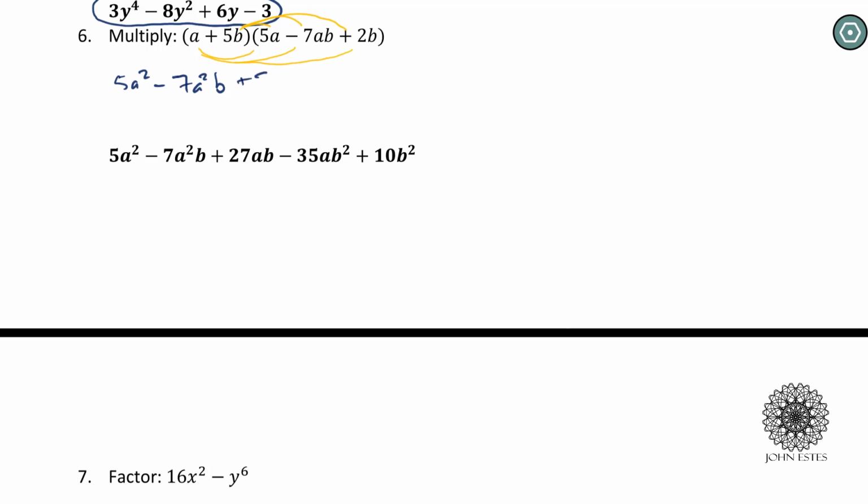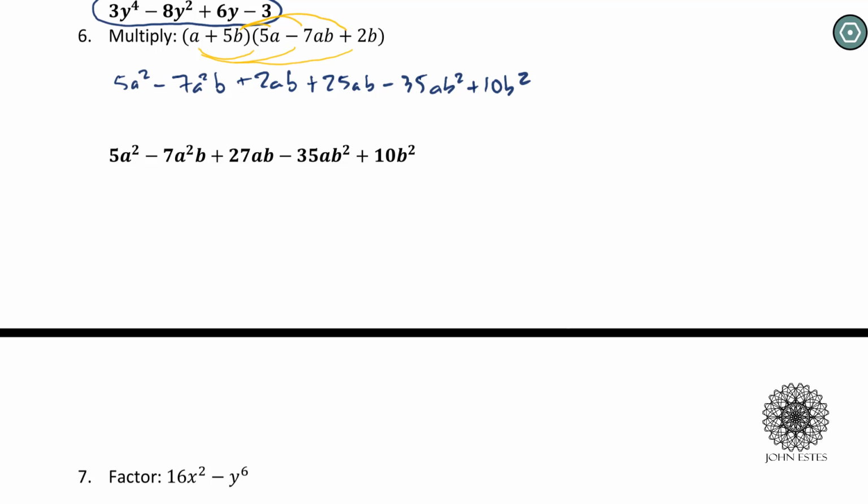And then I have a plus 2ab. Distributing the 5b, I have 5b times 5a, which would be 25ab. 5b times negative 7ab gives me negative 35ab squared. And then I have a plus 10b squared.